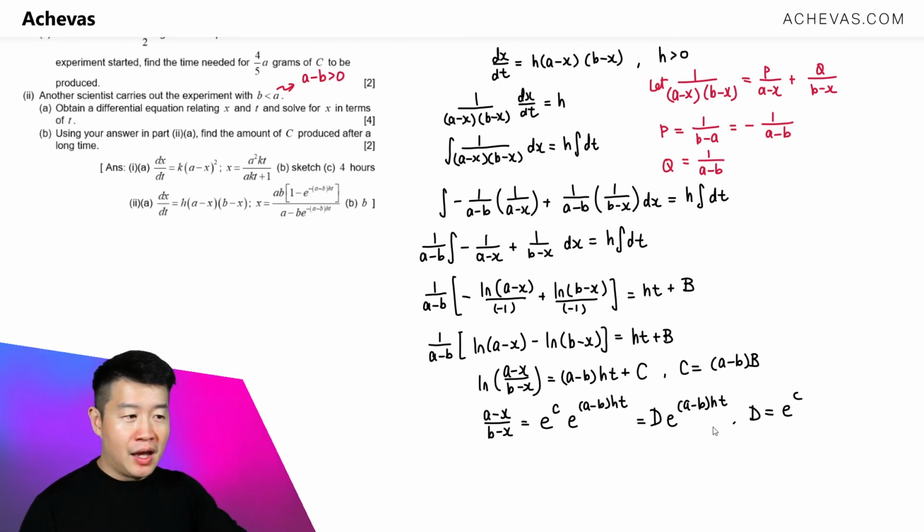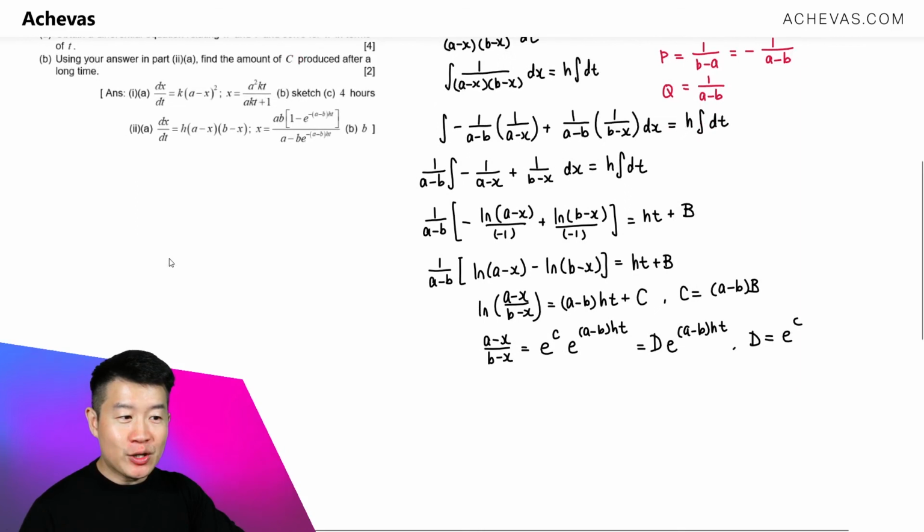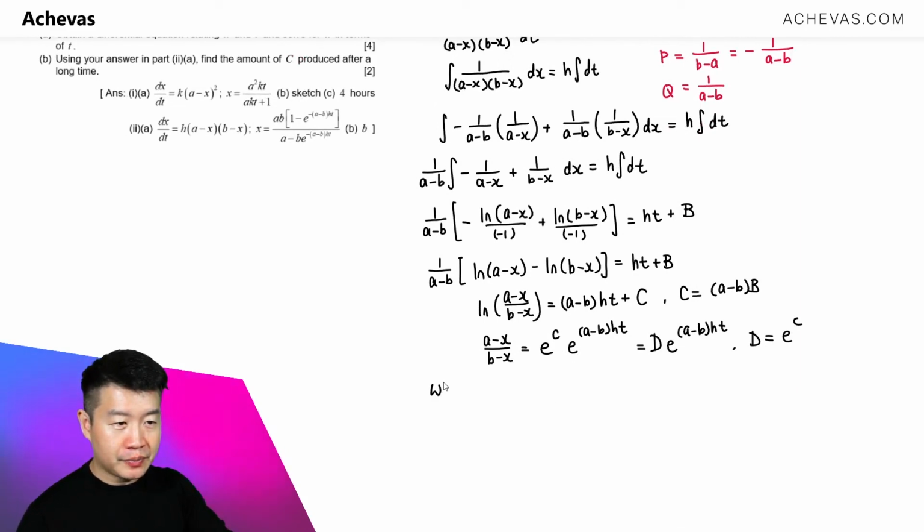And I guess I'm ready to solve for this arbitrary constant, which has been accumulating from one expression to another. You can definitely solve for this arbitrary constant later, but I think here is a good time for us to do that. And I'm going to make use of this piece of information. It is the same piece of information that we used in part 1, which is at the start of the experiment, there are no traces of c, which means that when t is equal to 0, x is equal to 0. So I'm going to make use of that.